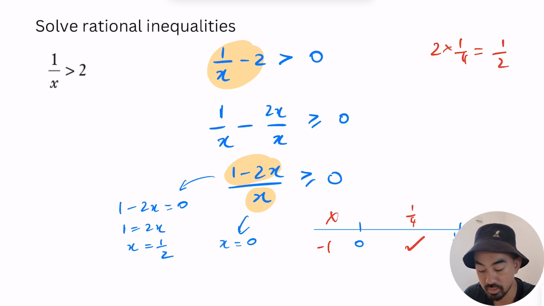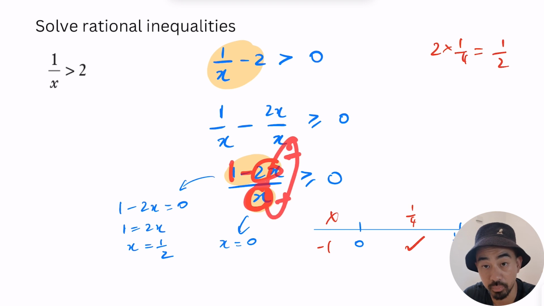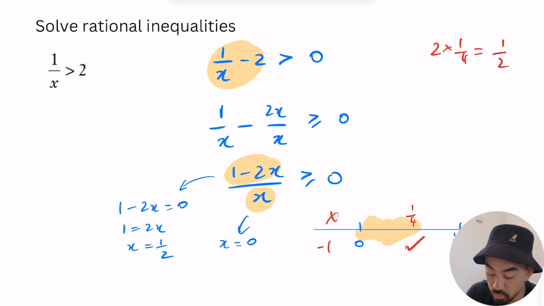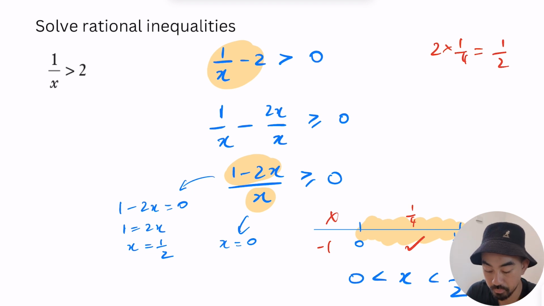Now, last part to test, any number greater than a half. So let's say 5. So 1 minus 2 times 5 is 1 minus 10. That's going to be a negative. If I put in 5 here, that's going to be a positive. A negative and a positive make a negative. So that's not greater than or equal to 0. So I give a cross there. So finally, you can see my region is going to be between 0 and a half. So I can write my final solution. So x is less than a half and greater than 0.